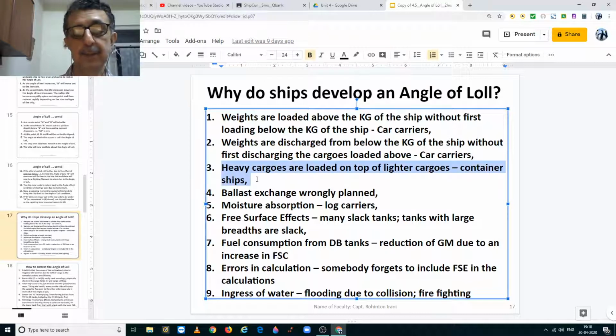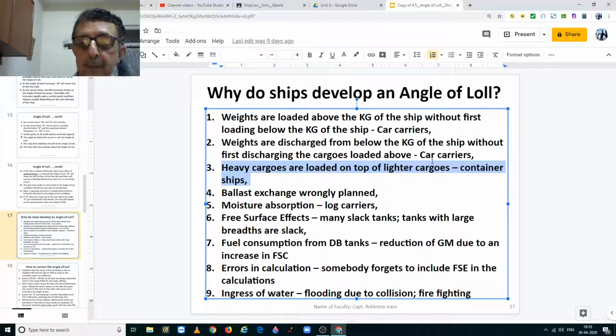Now for container ships, we see that the containers are loaded on top of lighter cargoes, thereby affecting the center of gravity. In your first loading port, when the ship is completely empty, it is very easy to load heavier containers at the bottom and lighter containers on top. But thereafter, in the next loading ports in the rotation, you cannot have this condition being met at each and every port.